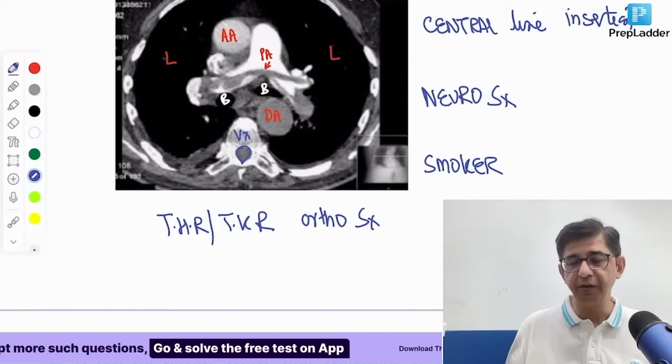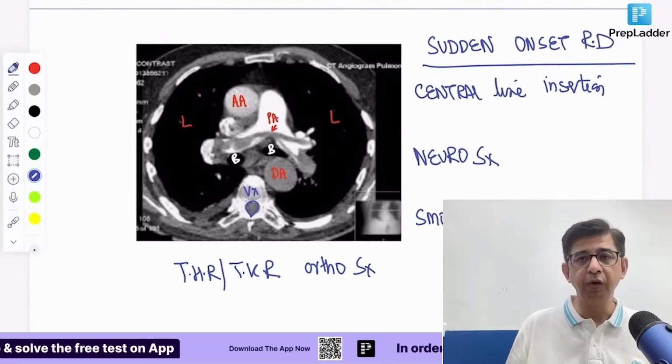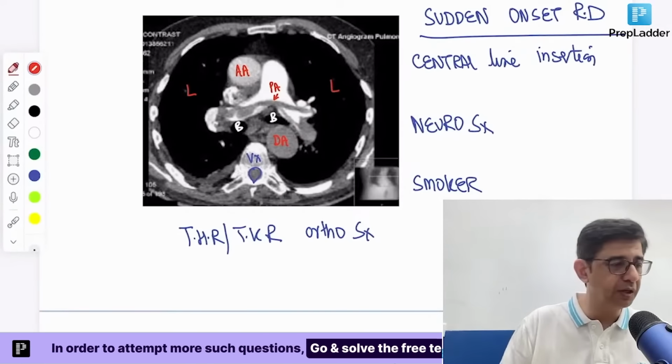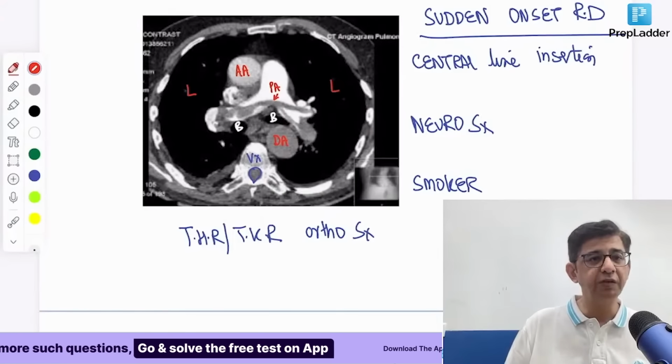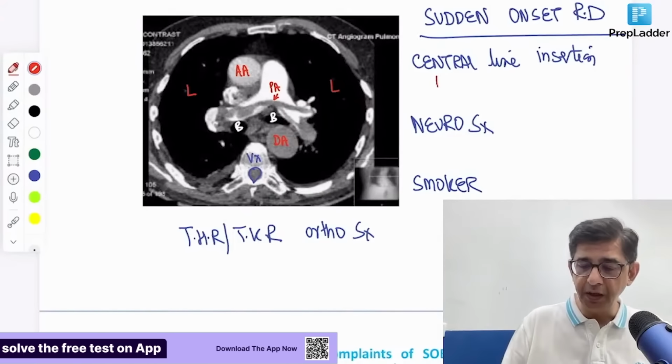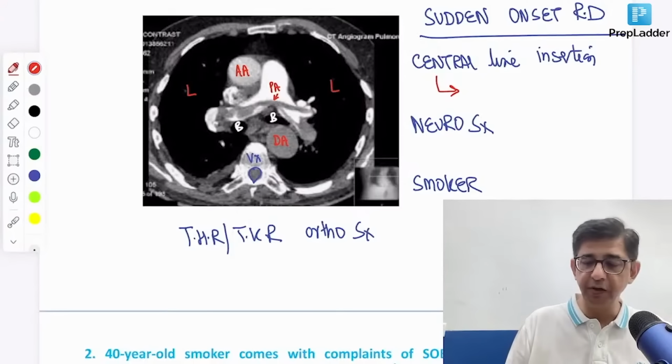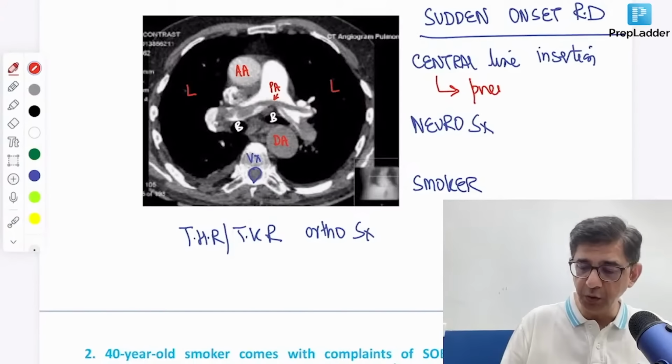Can I have answers for the first one? What is the important cause for sudden onset respiratory distress that would be seen after central line insertion? Hit the comment button, guys. Specifically, if he says central line insertion and asks what is one of the leading causes of sudden onset respiratory distress, then your answer would be pneumothorax. Perfectly right.